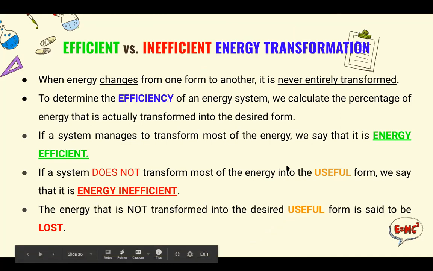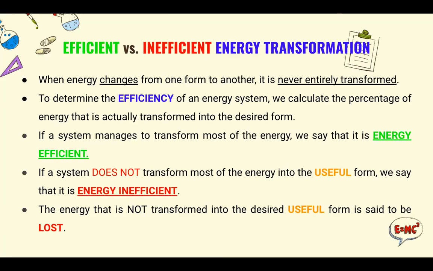So, when energy changes from one form to another, it's never entirely transformed. To determine the efficiency of an energy system, we calculate the percentage of energy that is actually transformed into the desired form. If a system manages to transform most of the energy, we say that it is energy efficient. If a system does not transform most of the energy into useful form, we say that it is energy inefficient. The energy that is not transformed into the desired useful form is said to be lost.